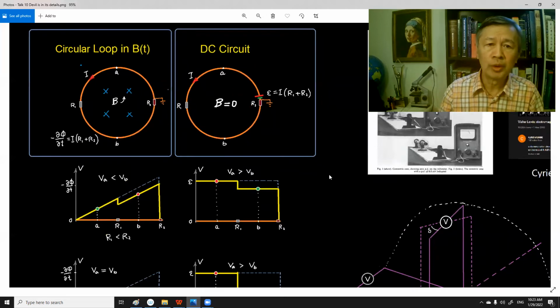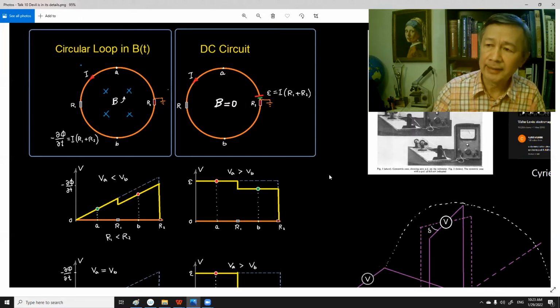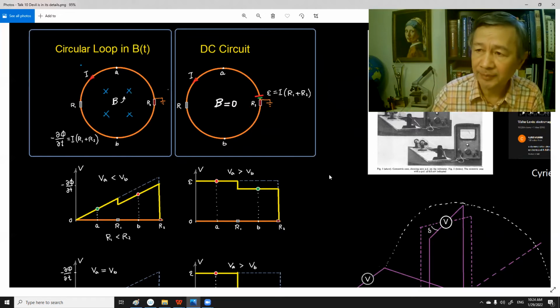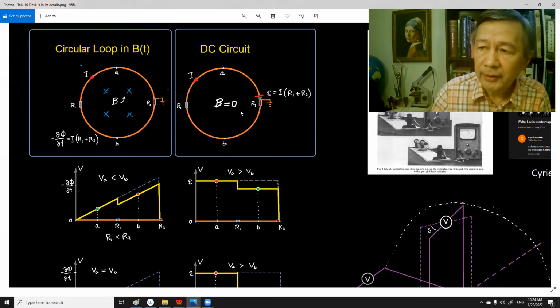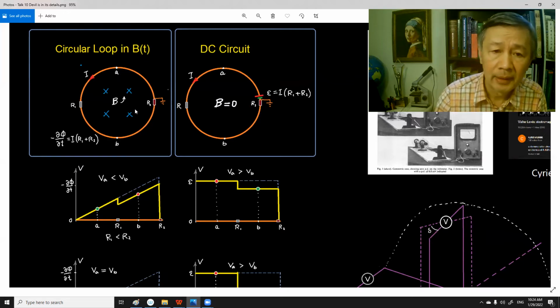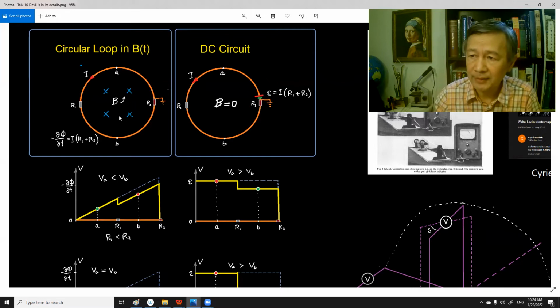We have the two circular loops, and each of them has two resistors. So it's a standard setup to study the Lewin Loop. However, the loop on the right-hand side is driven by a battery. The one on the left-hand side is driven by the changing magnetic field, or magnetic flux to be exact. So that we can compare the two scenarios based on the hypothesis I just made.